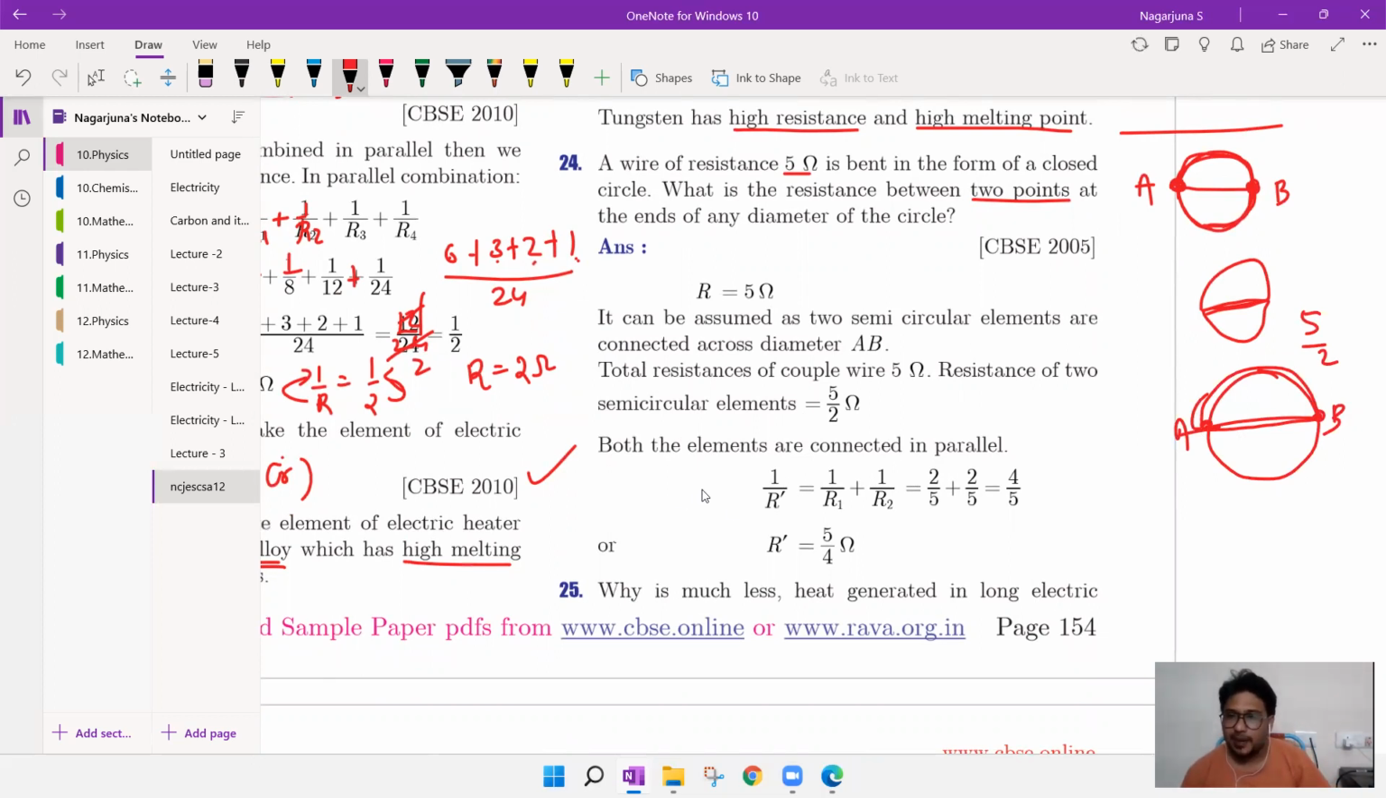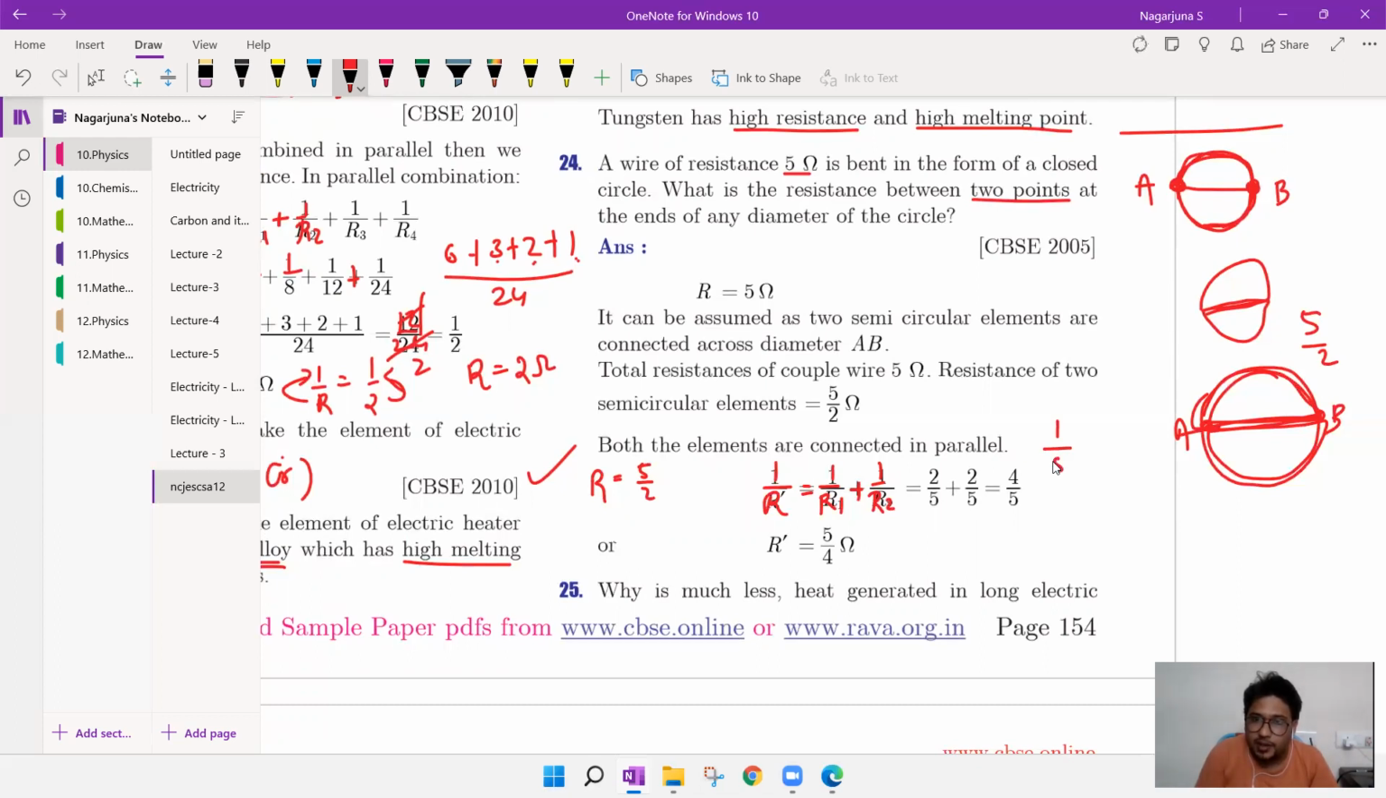Now both are connected in parallel, because this is the upper part and this is the bottom part, one upon another. Series means side by side, parallel means one upon another. Now we need the resistance in parallel: 1/R is equal to 1/R1 plus 1/R2. Why? Because we have two semicircular coils. So you can substitute like this.